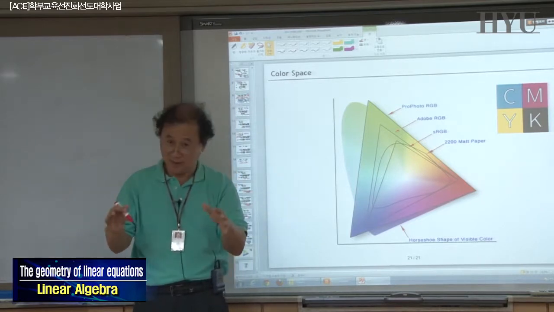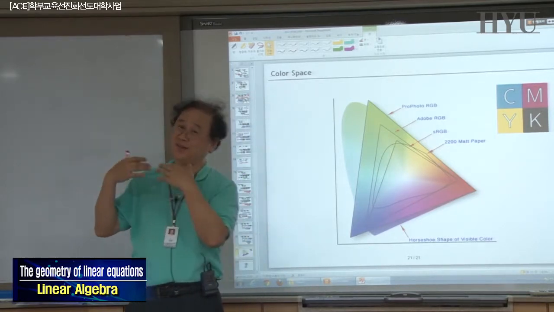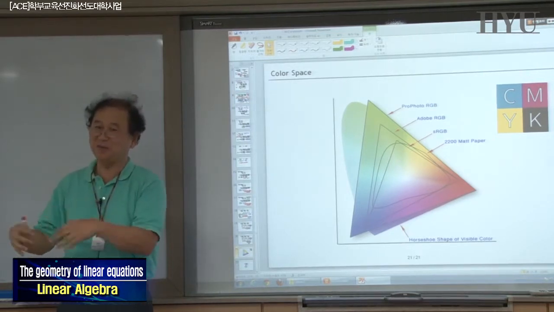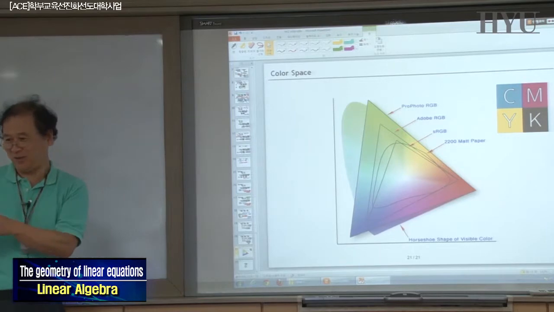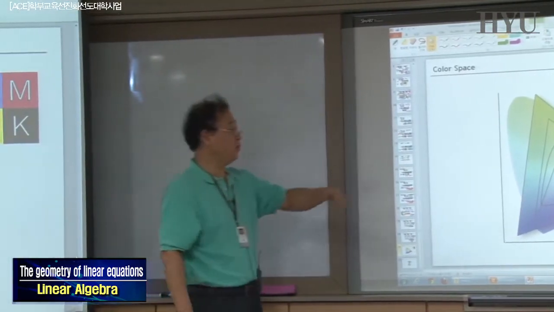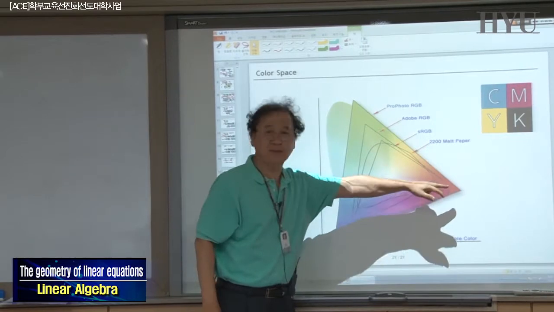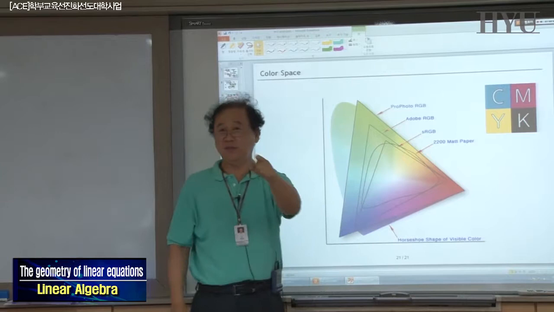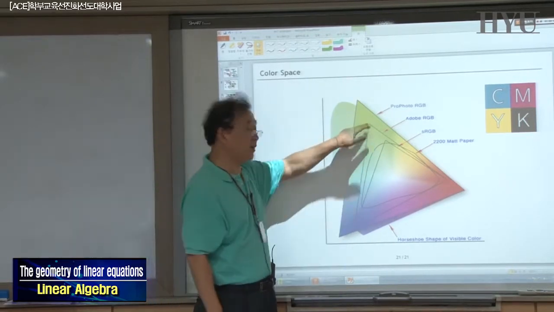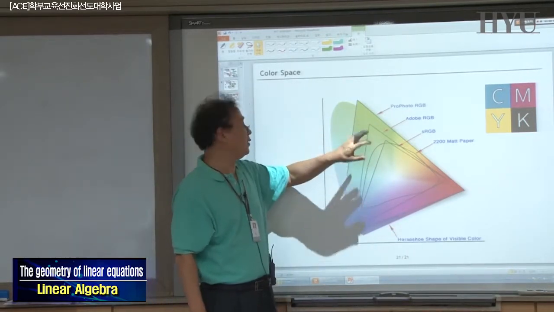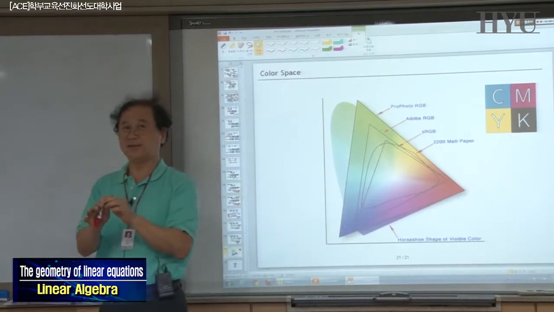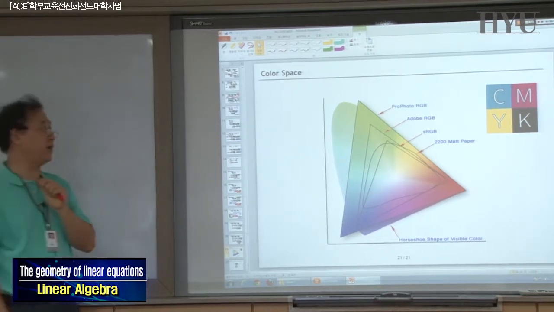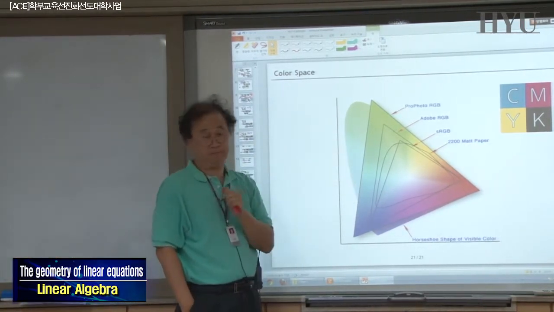Because what you can see and what a camera represents are different. A camera only represents a subset of the colors you can see. This is the whole color space which humans can differentiate. But this triangle, even for this video camera, they have just these 3 points. Using that, they can only represent colors in that triangle. So they cannot introduce colors in this area.